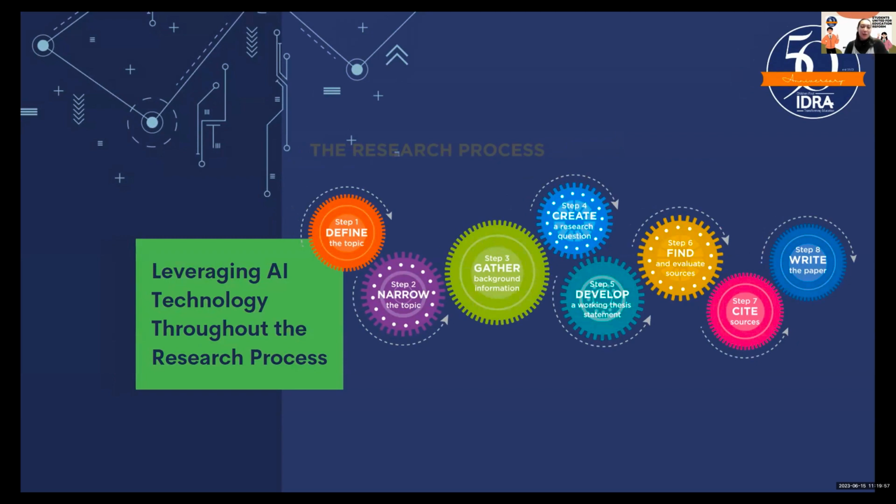But we'll kind of move on to talking about how to leverage AI technology throughout the research process. So we can define the research process in several ways. You've seen it as a 5, a 6, an 8-step sort of process that's iterative. This is just one example of how to conceive the research process, from defining the topic through narrowing it down, gathering the relevant information, workshopping ideas and theses, finding and evaluating sources, citing those sources, writing the paper. That's a traditional way of imagining the research process.